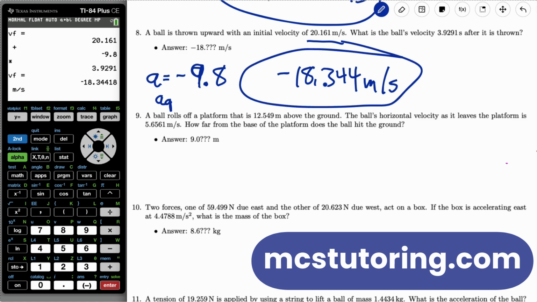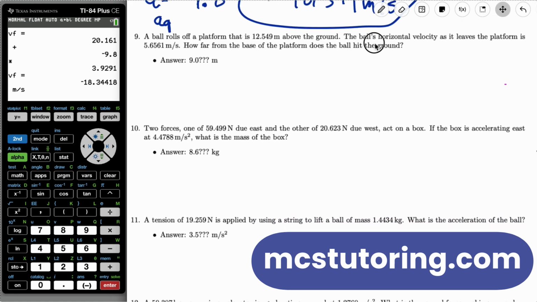Now, what does this negative mean? It means it's going towards the Earth. It's going back to you. So you throw it up at 20.161 meters per second. It's coming down at that moment, 3.9 seconds, at 18.344 meters per second. That's what that negative velocity means. It's not going up, it's coming down.